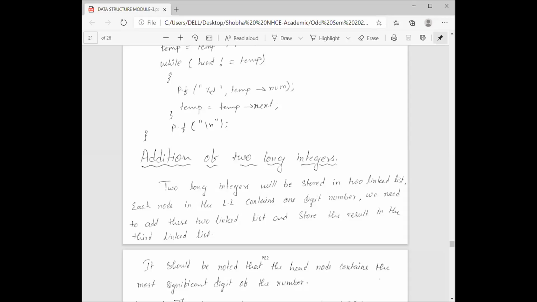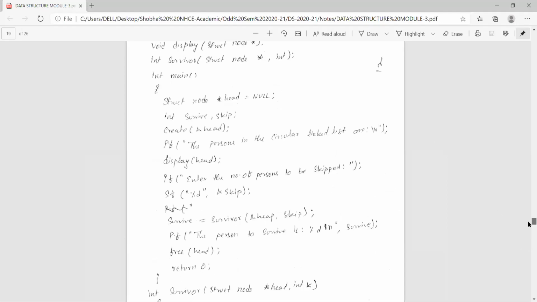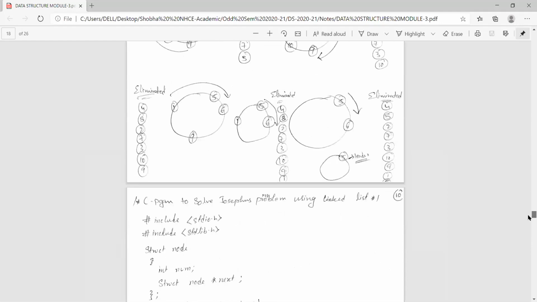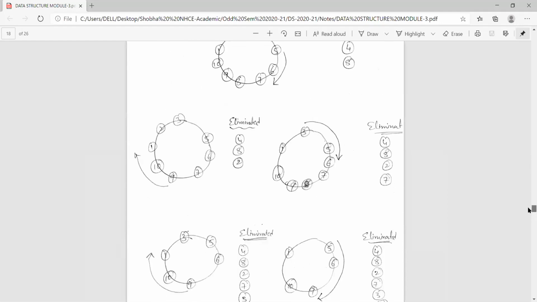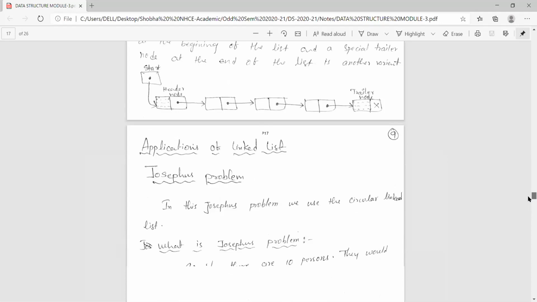So in this application, we will basically use linked list to implement the concept of Joseph's problem, or for adding two integers. Linked list is used to add two integers and two polynomials. We will see how it is. To start with, we will first discuss Joseph's problem. Joseph's problem can be implemented by using singly linked list and also circular linked list. The circular linked list concept is used here.